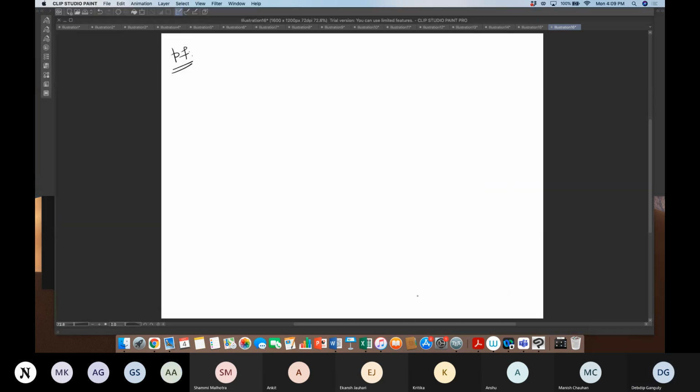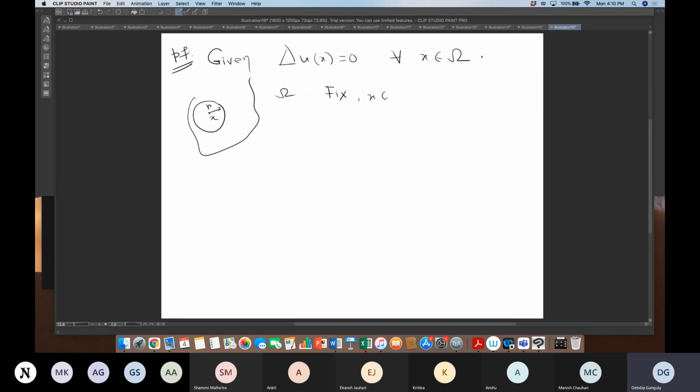Good. So what is given? Just think about what is given, and be careful in this proof. Given: the Laplacian of u equals 0 for all x in omega. Now you have a set omega. You fix any x such that the ball around x sits inside omega. So fix x belonging to omega.